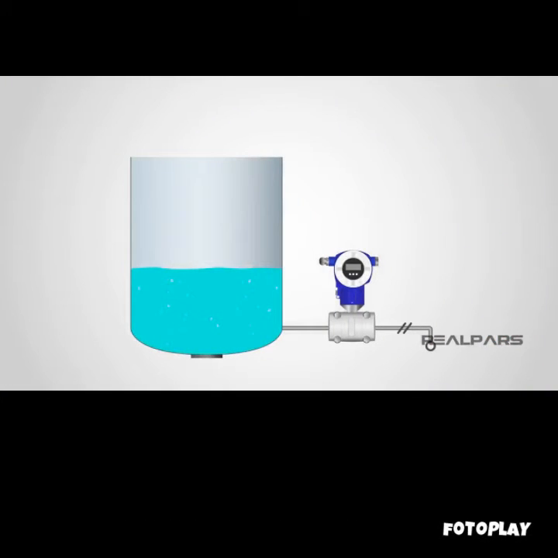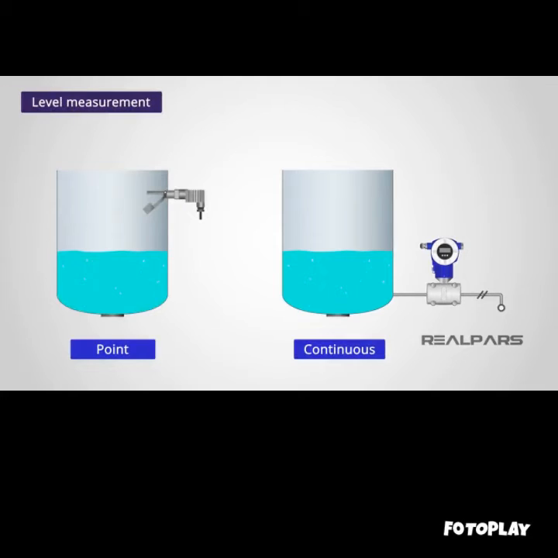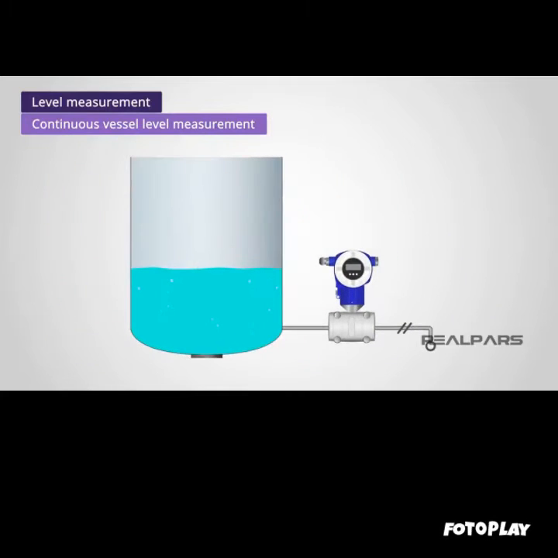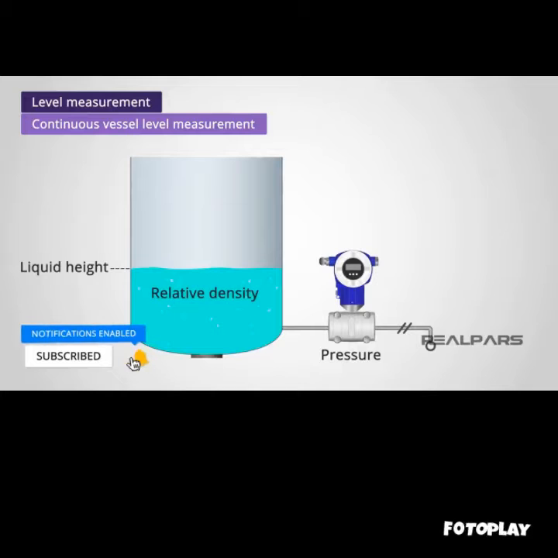Even with the development of new technologies and highly sophisticated level measurement instruments, differential pressure transmitters are still in service today, measuring vessel fluid levels. In this video, we're going to discuss the 2 categories of level measurement, talk about the difference between direct and indirect methods of continuous vessel level measurement, explore how a differential pressure transmitter is used to measure vessel level, and discuss variables that influence the measurements.